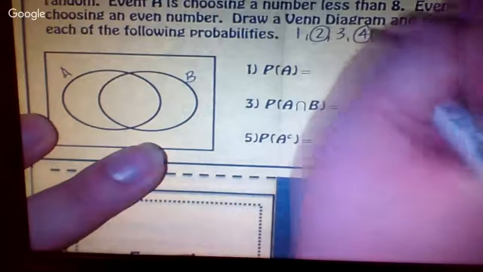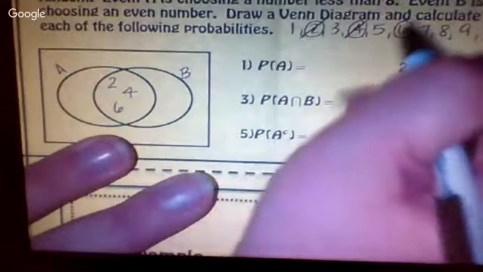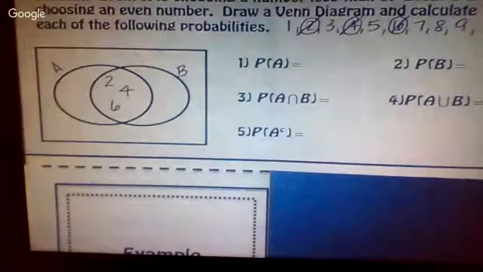Even numbers that are less than 8 would be your middle, so 2, 4, and 6. Then 1 through 7 would be A, and 2, 4, 6 would be B. We've pulled 2, 4, and 6. They can only go in one section of your Venn diagram. So if 2, 4, and 6 go in the middle because it's what they share in common, they can't go anywhere else. CJ, what is now just going to go in A? 1 through 7 without the evens. So 1, 3, 5, and 7 are the numbers less than 8 that are left over.